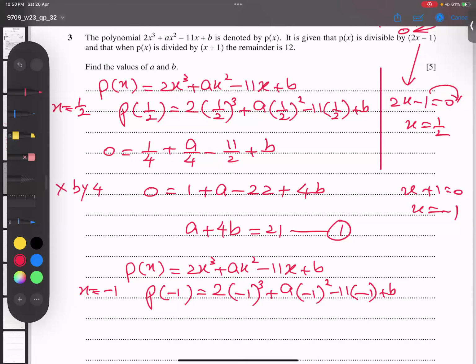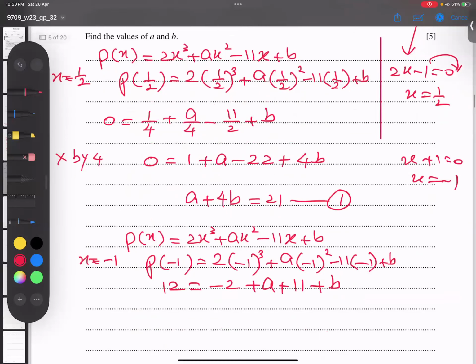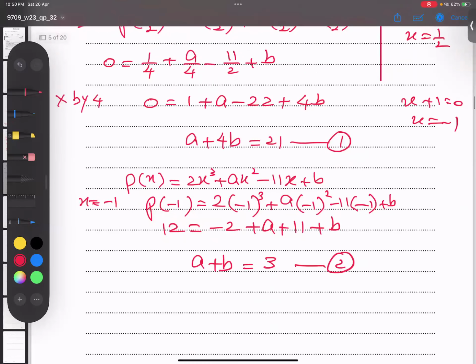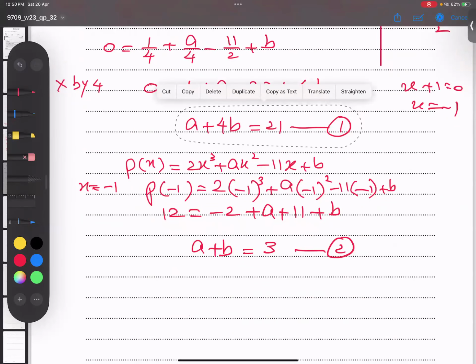Okay, when I plug in minus 1, students, he said the remainder is 12. I'm writing 12, negative comes out, plus a minus plus 11 plus b. And this is a plus b. This is 11, 2, you get a 9, and 9, yes, 9. And 12, we get a 3. It means a plus b is equal to 3. So now, students, both equations: this equation number 1, I'm copying and I'm pasting under it.